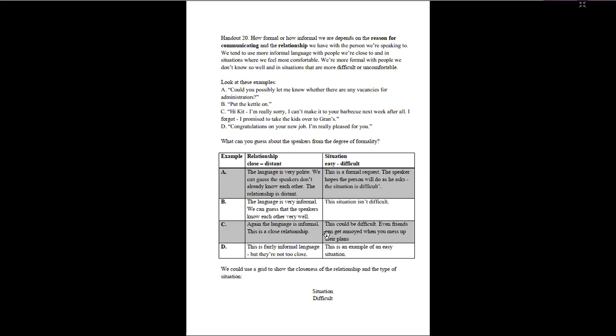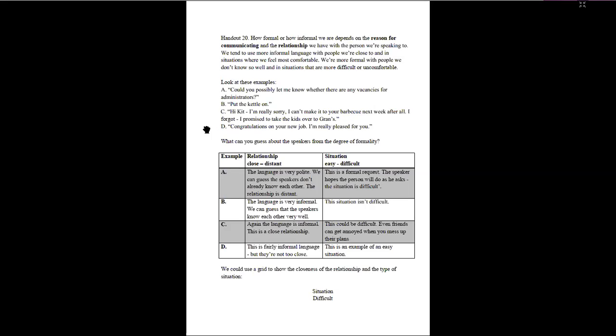What about the situation? This could be difficult. Even though the relationship is close, the situation could be difficult. Even friends can get annoyed when you mess up their plans. Therefore, you can find some differences between the relationship and the situation here. Therefore, in example C, the relationship is close, but the situation is difficult.